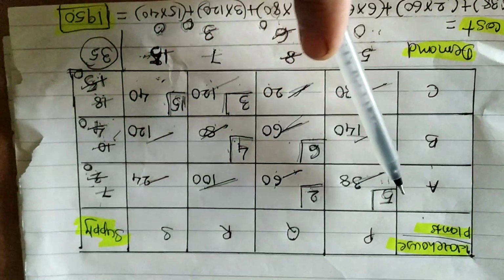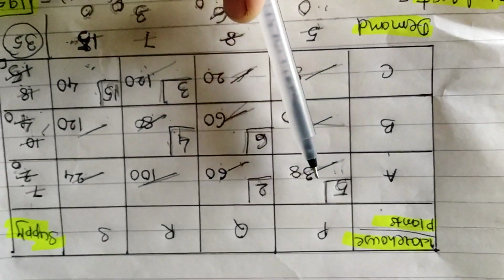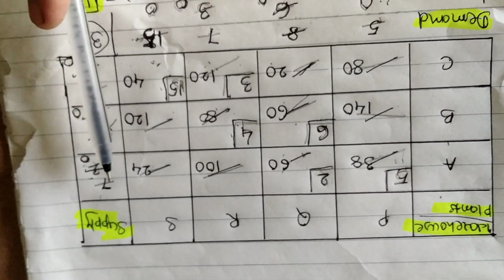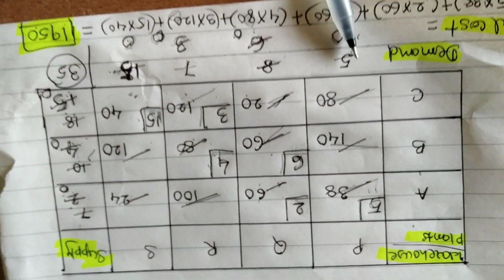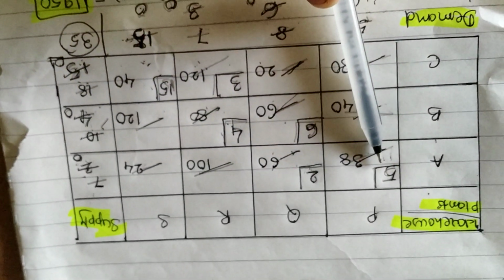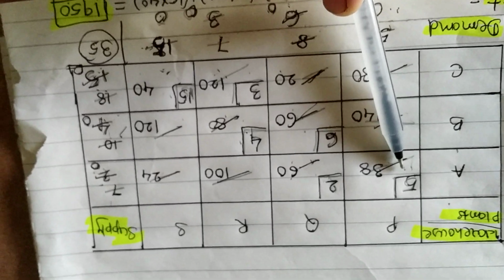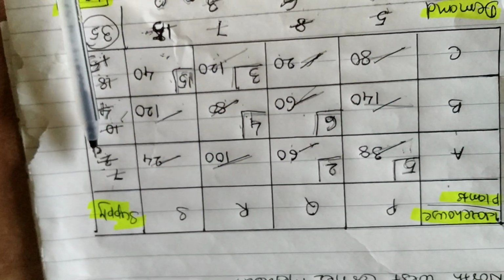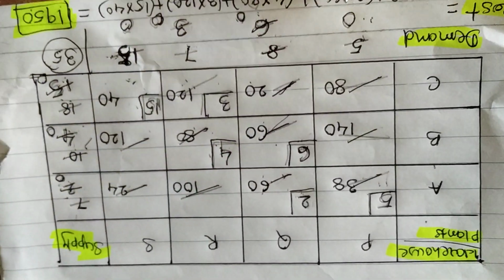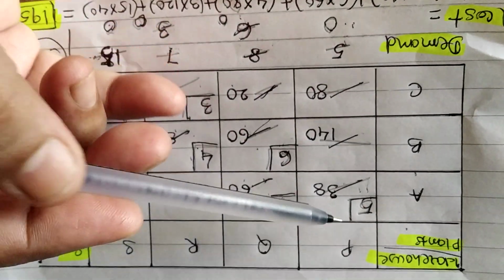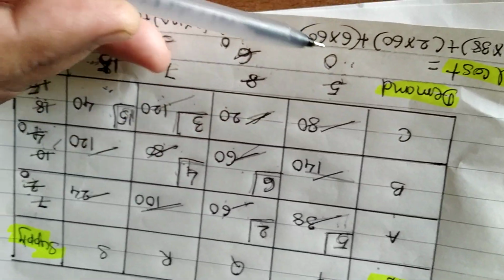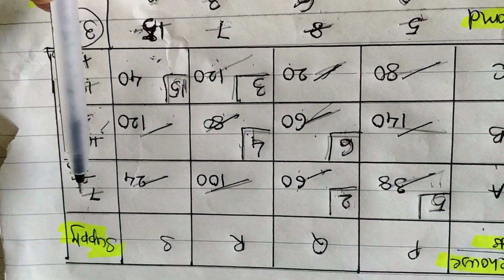Now the northwest corner. Northwest corner means first see the supply is 7 and the demand is 5. Which is the lesser value? 5 is lesser, so you put 5 here. Then 7 minus 5 leaves 2, and 5 minus 5 is 0, which means this column is 0.